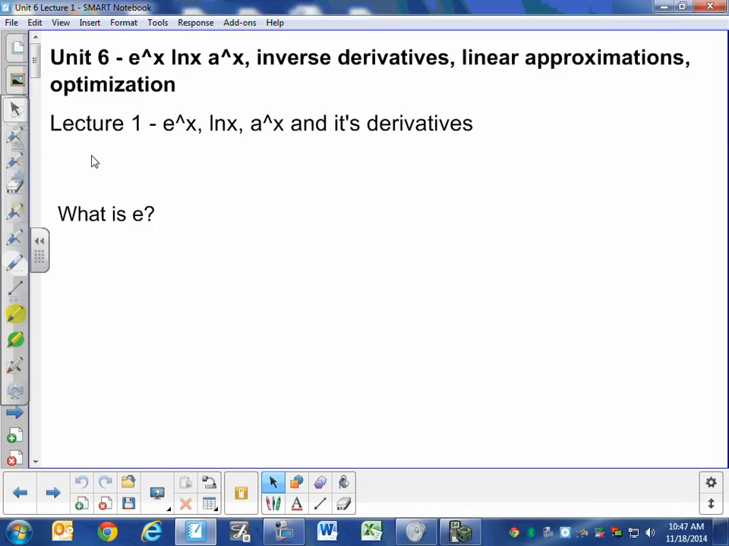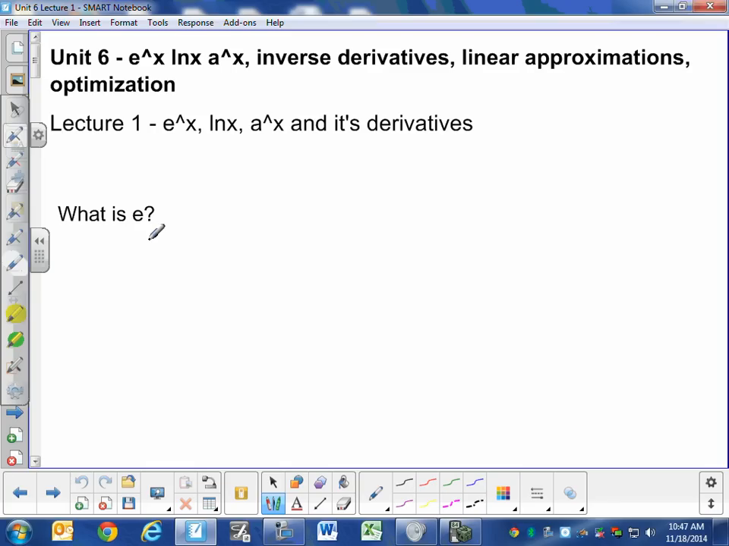First lesson on Unit 6 is on e to the x, log x, a to the x, and its derivatives. Well, we have to kind of evaluate and analyze e to the x and log x and what they look like before we worry about their tangent slopes. Before I evaluate e to the x, y equals e to the x, let's figure out what e is.